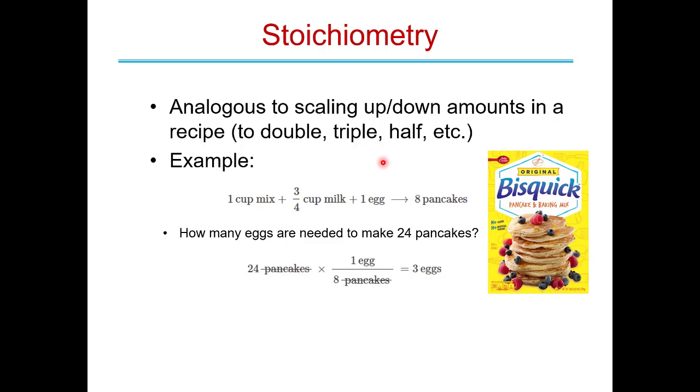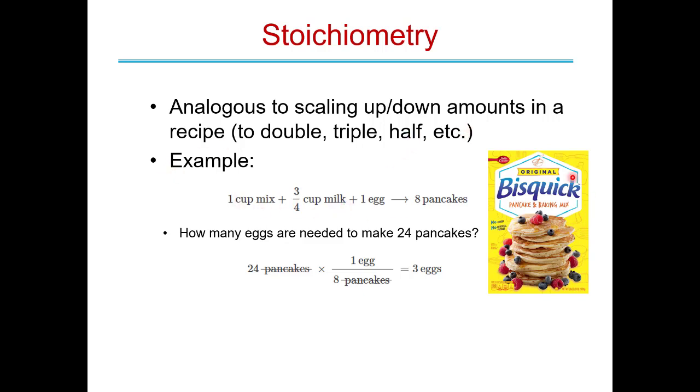For stoichiometry, we're going to think about it in terms of an analogy. It's kind of analogous to scaling up or down the amounts in a recipe. Sometimes you have a recipe for cooking and maybe you want to double it or triple it because you've got a lot of people coming, or maybe not as many people, and so you want to cut it by half or by a quarter. So how do you do that? How do you scale the recipes up and down?